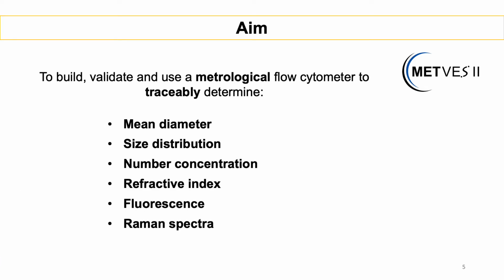Therefore, it is the aim of my project to build, validate, and use a metrological flow cytometer to traceably determine the mean diameter of the particles, what is the smallest diameter we can measure, their size distribution, their number concentration, the refractive index, the fluorescence, and the Raman spectra. Because we also want to make chemically sure we are measuring vesicles or the chemical composition of reference particles, such that in the end the reference particles can be used in laboratories around the globe.